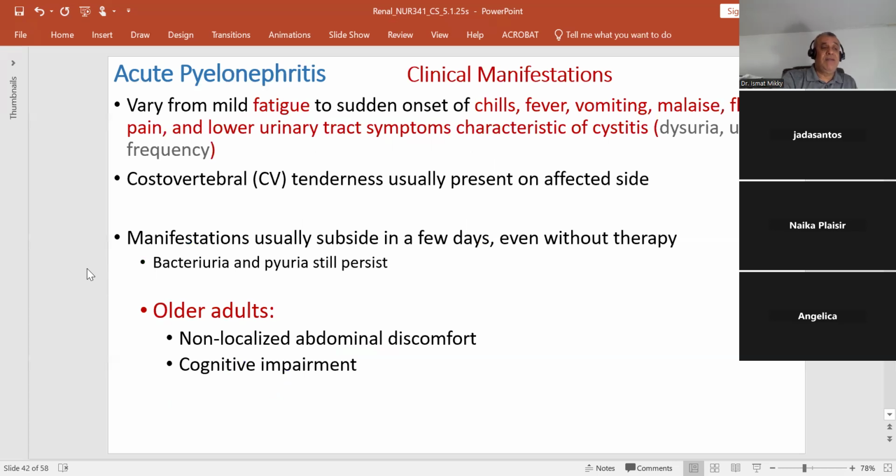These are the manifestations in which the patient will have systemic manifestations: chills, fever, vomiting, malaise, flank pain. All these are in addition to the classic signs of UTI, like dysuria, urgency, frequency. The CVA tenderness, that's important, because we have a question about this.